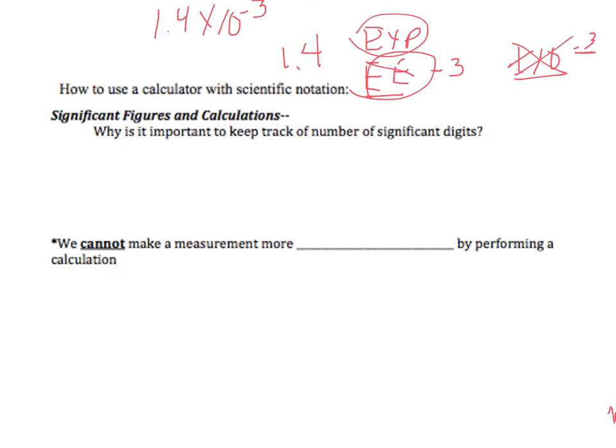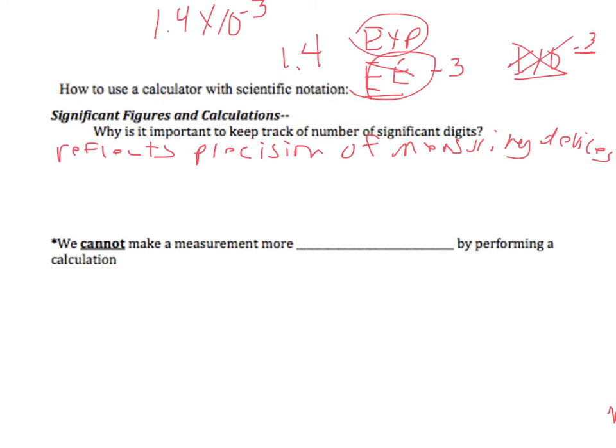Okay. So why is it important to keep track of the number of significant digits? Well, it reflects the precision of the measuring devices. So it communicates that to the reader, someone who's looking at your measurements. So it's important that you not report a number that indicates you have more precision than you actually do. It's a communication. It's implied in the numbers. Scientists know how to look at those numbers and determine how precise it is.